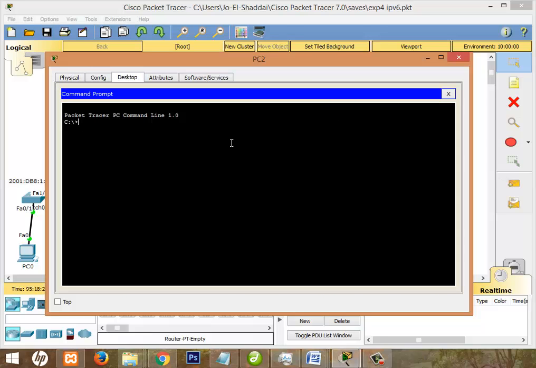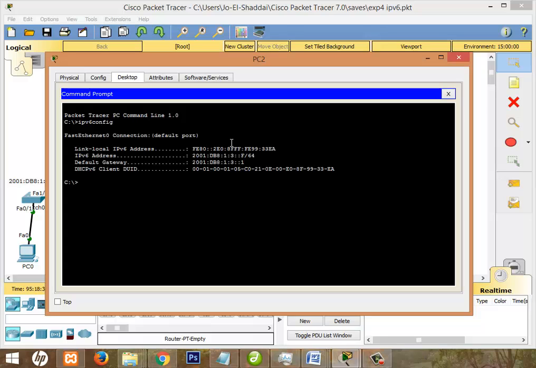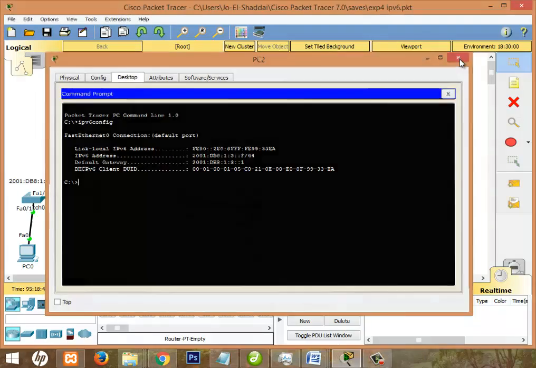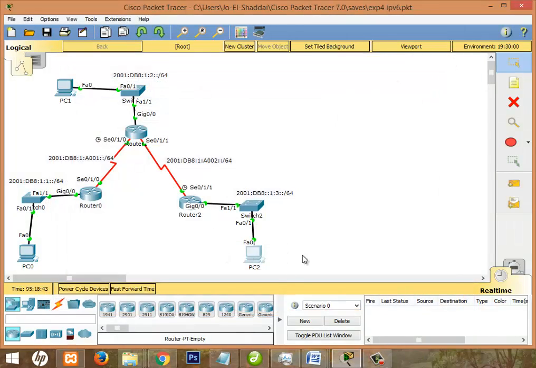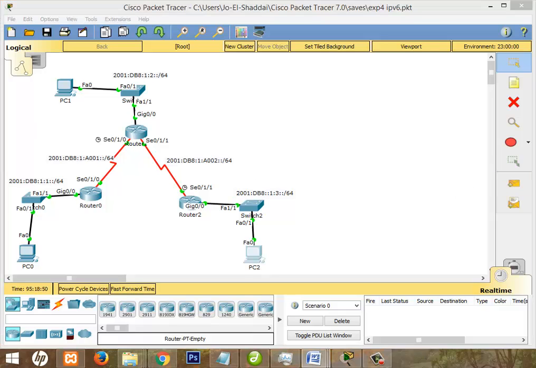Go to the command prompt, and again we type ipv6 config. Similarly, for all the systems, we can see the IPv6 addresses. So that's how it works. That's about the systems, the PCs which are connected here. For the routers, there are also some particular commands. In routers, we can have multiple interfaces in IPv6.